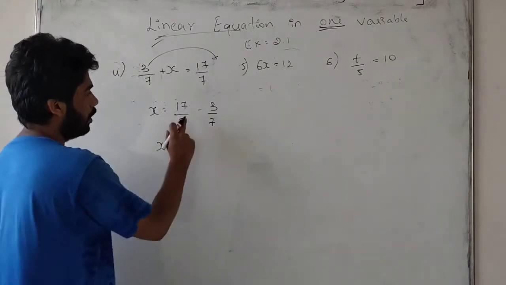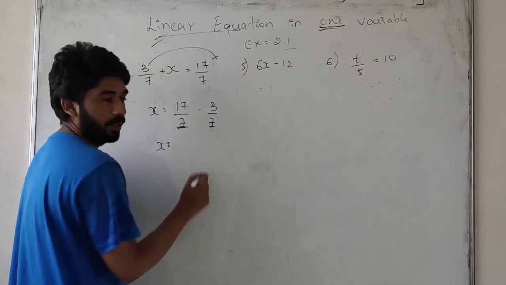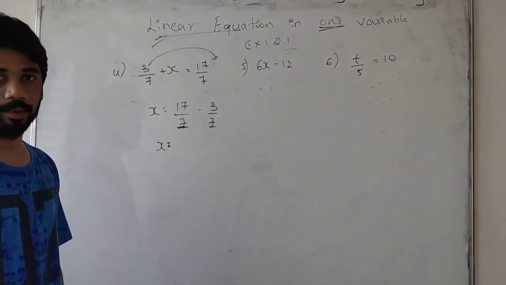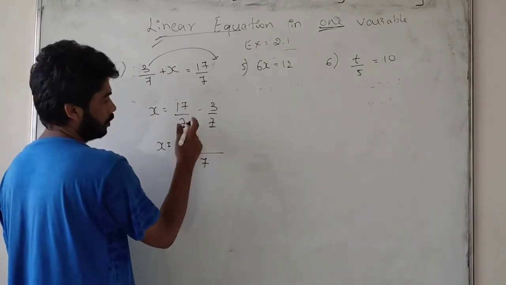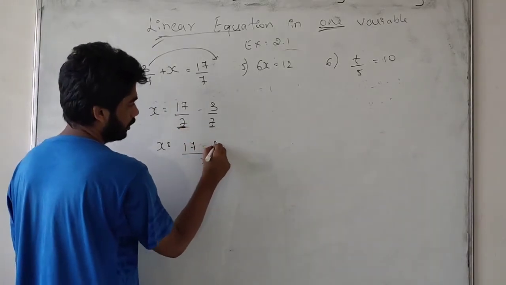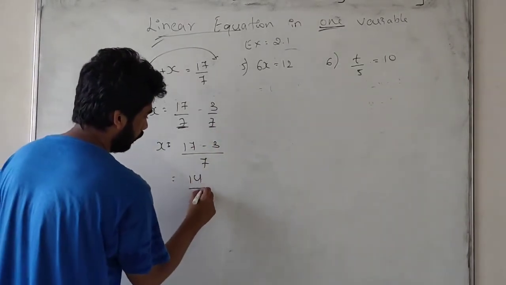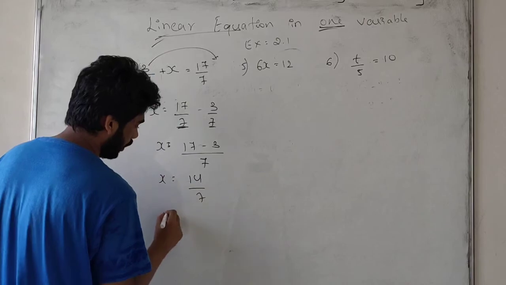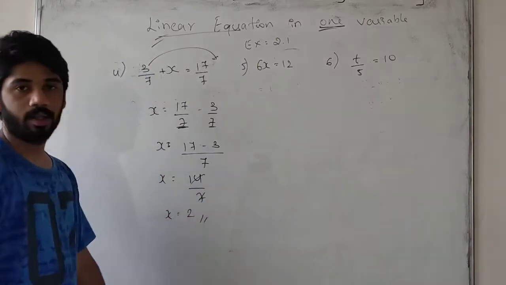the LCM. The denominators are the same, so we don't need to take the LCM. Here we will get 7 common, so 17 minus 3. 17 minus 3 means 14. 14 by 7, so you will get x is equal to 2, since 7 twos are 14. So 2 is the required answer.